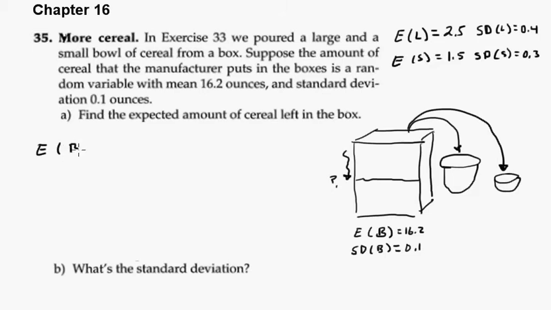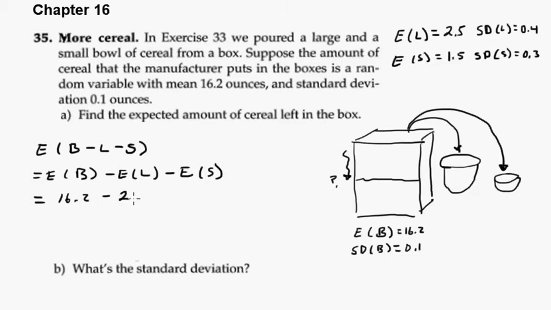Well, that's pretty straightforward. That's the expected value of the box minus the large bowl minus the small bowl. So that's just the expected value of B minus the expected value of L less the expected value of S. So just plug and play: 16.2 minus 2.5 minus 1.5 gives us an expected value of 12.2 ounces.